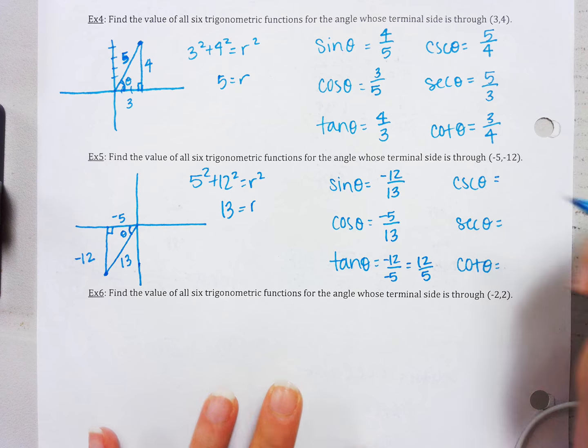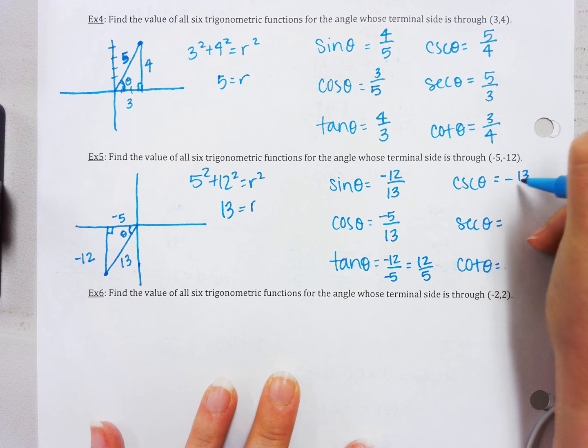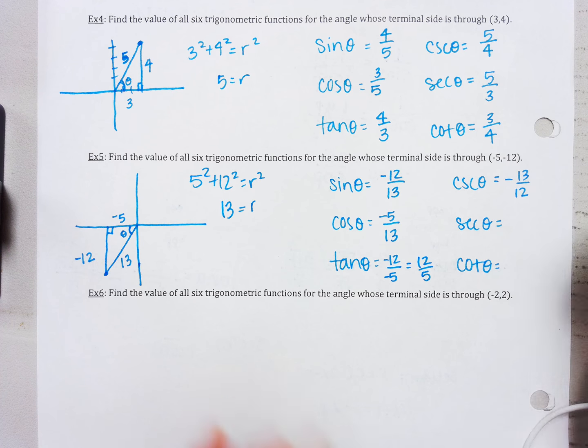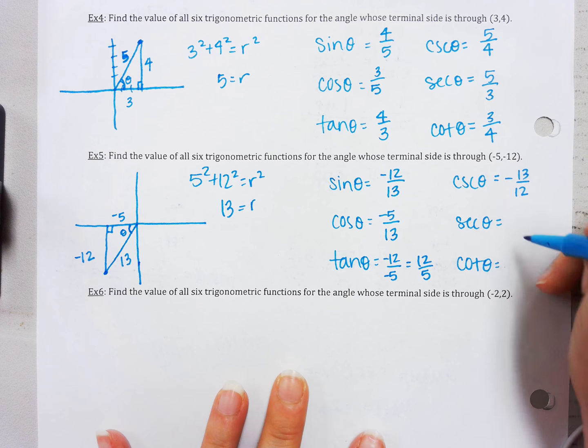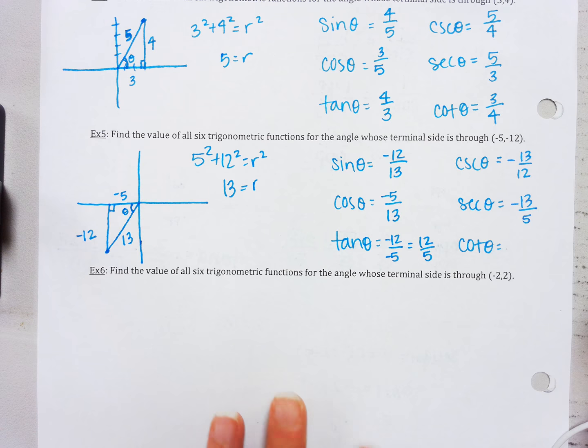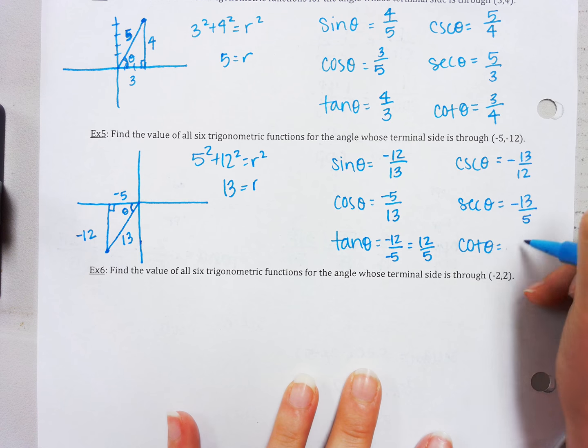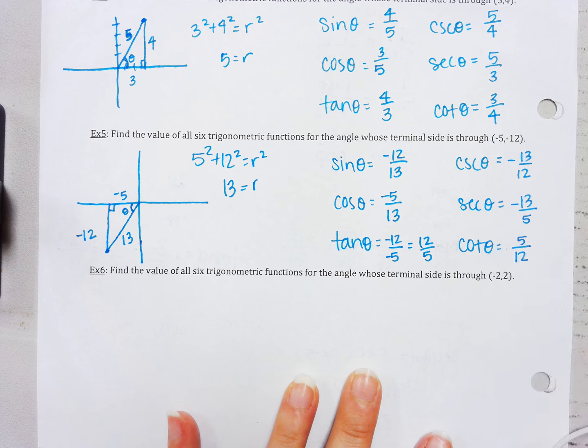My cosecant, I can just flip this around, so I'll get -13 over 12, or 13 over -12, or negative fraction 13/12. It doesn't really matter. So the same thing, if I flip it around, I get -13/5, and this one should be +5/12.